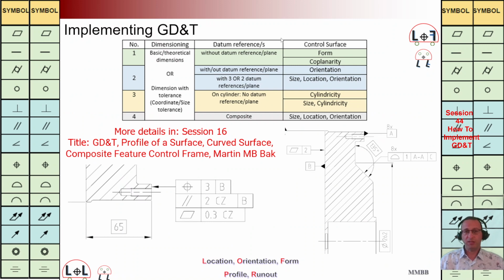Here, we are going to have this table. This table was presented in session 16. Now we would like to have a nice profile here. That's why we are going to use this profile symbol. We are going to have 2 datum references here, A and C, with reference plane A. Whenever we use a profile with basic dimensions, it means we are going to control the size, location, and orientation of this profile, as we can see here.